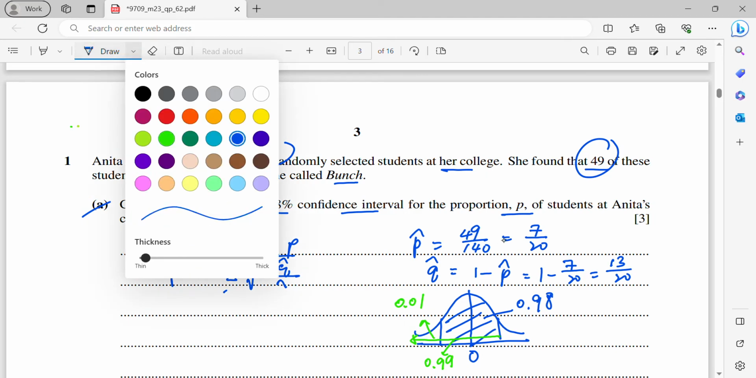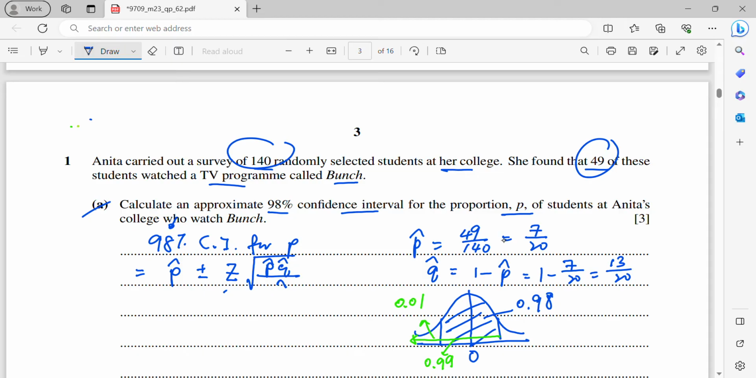And now this 0.99 can be the critical value of Z when the probability is 0.99, which can be obtained from the normal table in the formula list. Then you'll be getting 2.326. Okay, and this will be negative. Alright, so now I will replace all the values. This is going to be 7 over 20 plus minus 2.326, then square root 7 over 20, which is our P hat. Then the Q hat is going to be 13 over 20. Then our N is going to be 140.